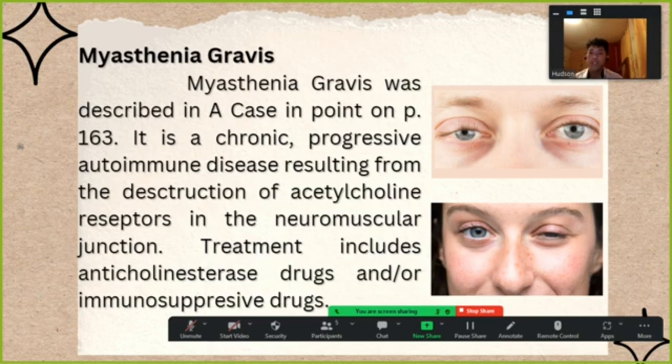Myasthenia gravis. Myasthenia gravis was described in a case in point on page 163. It is a chronic progressive autoimmune disease resulting from a destruction of acetylcholine receptors in the neuromuscular junction. Treatment includes anticholinesterase drugs and or immune suppressive drugs.